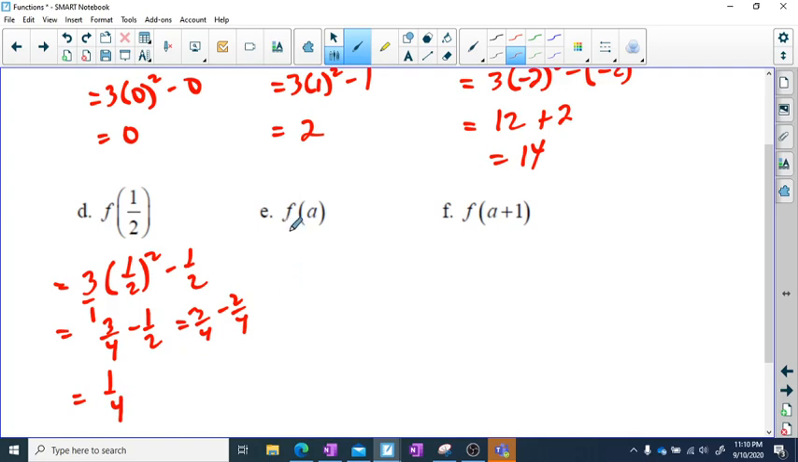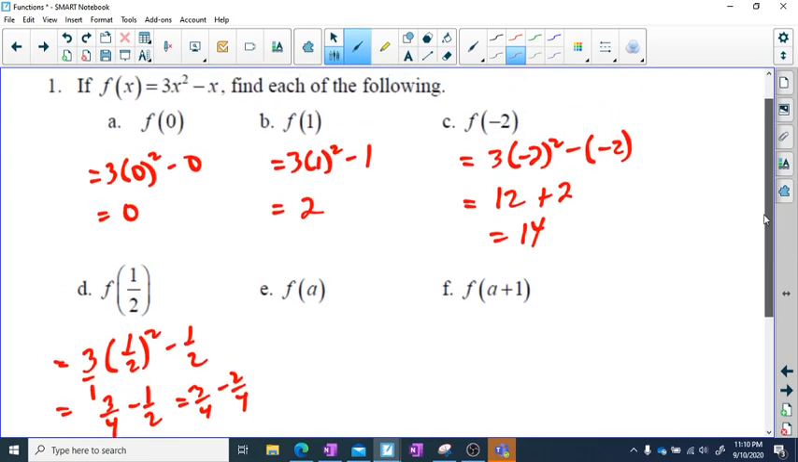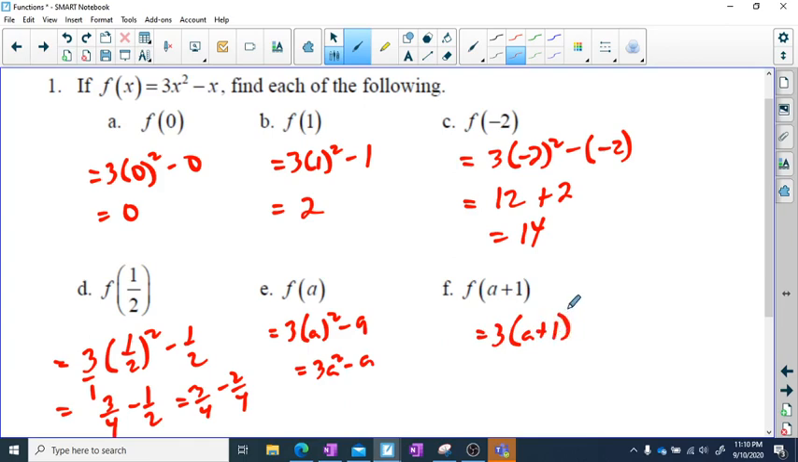F at a. Scroll up so I can still see my function. So f at a should be an easy one. It's just 3, replace x with a squared minus a. So 3 times a plus 1 squared minus a plus 1.